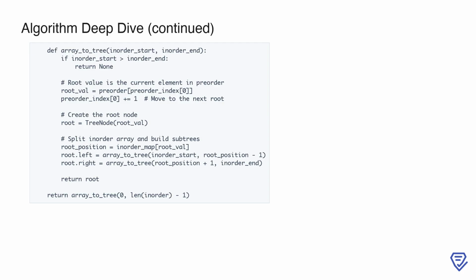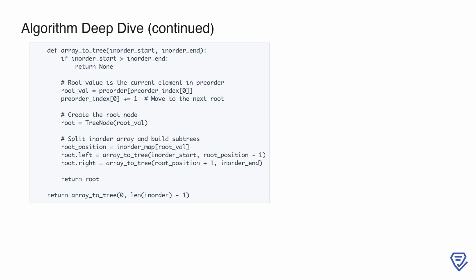Using the hash map, we find the root's position in the inorder array and recursively construct the left and right subtrees. The left subtree is built using the range from inorder_start to 1 position before the root's index, and the right subtree is built using the range from 1 position after the root's index to inorder_end. Once both subtrees are constructed, they are attached to the root, and the root node is returned as the result of the function.